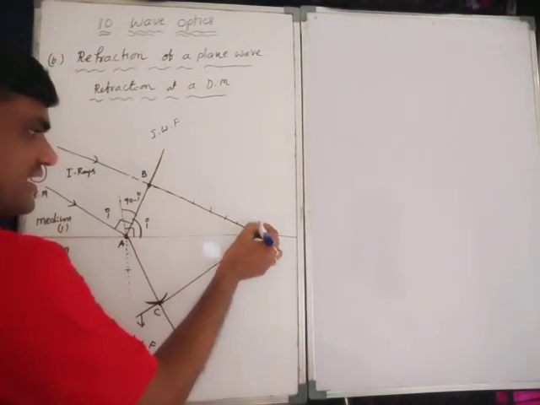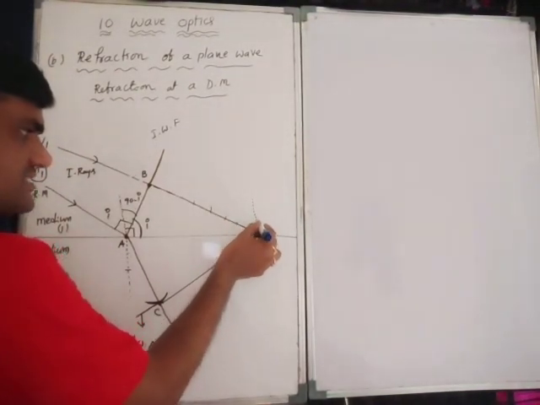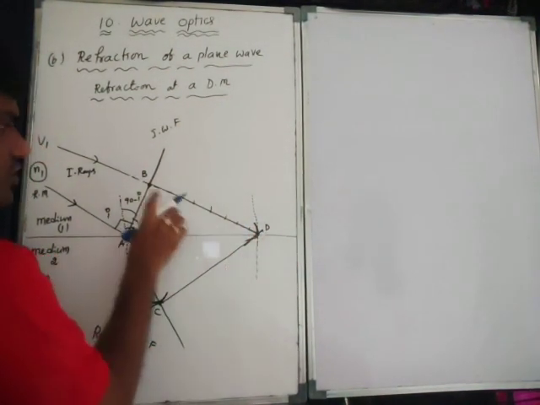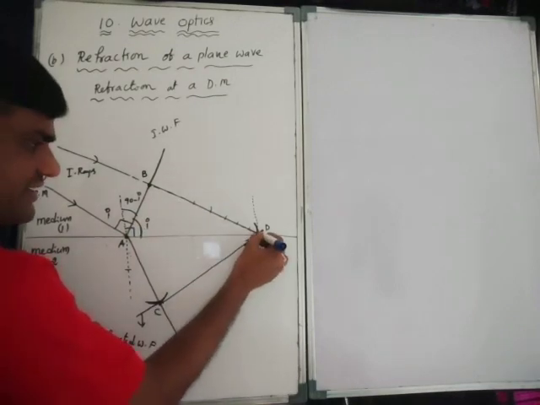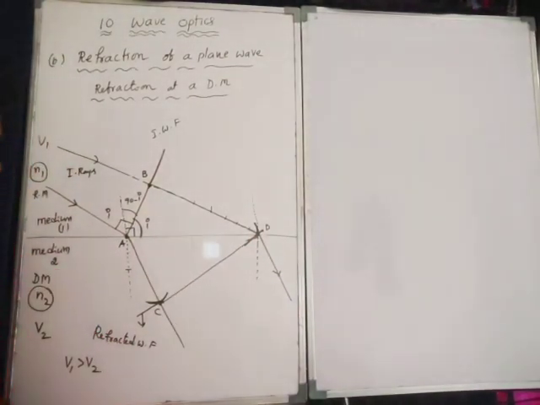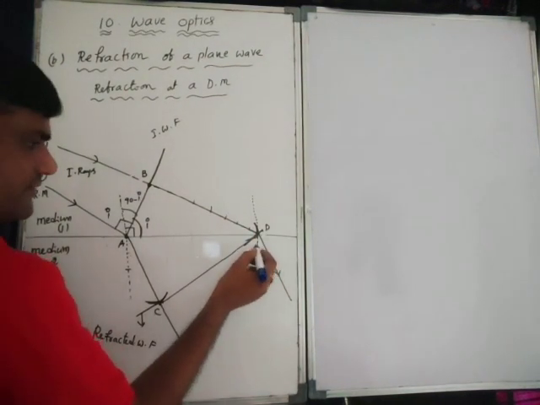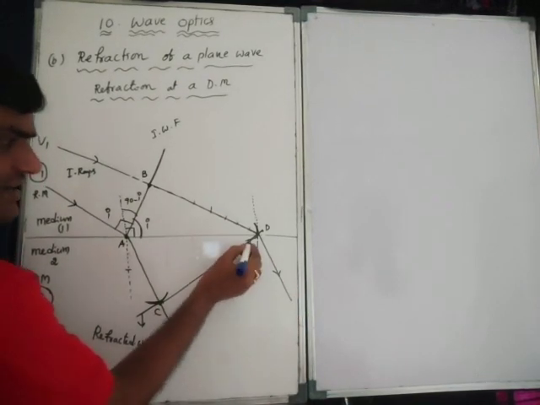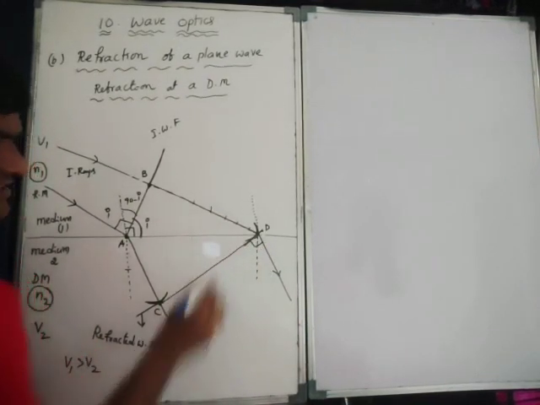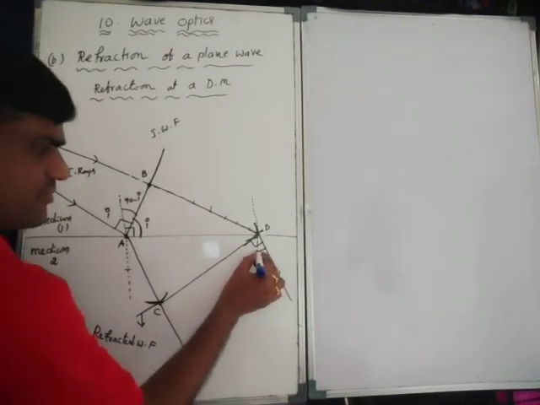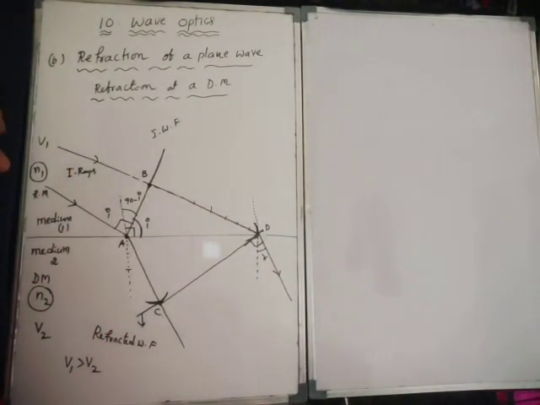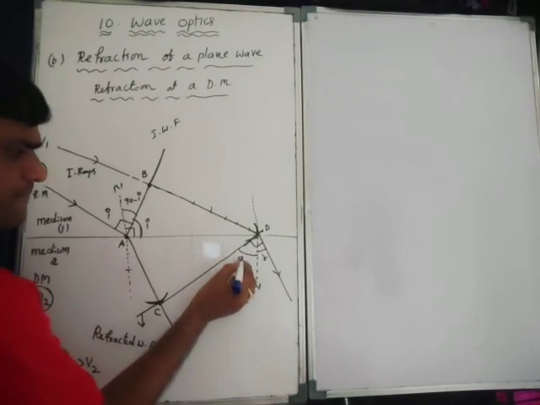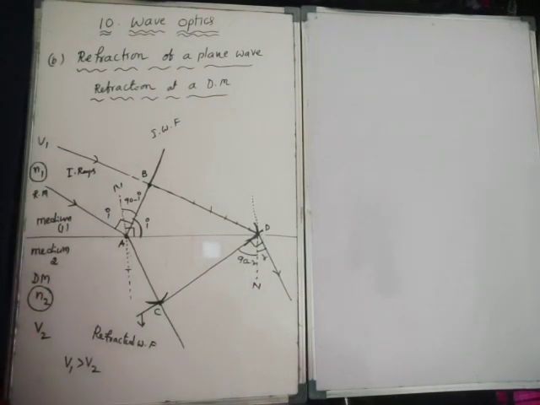Similarly, I can draw the normal line here. This is the point D. So now this is the incident ray. Now the refracted ray bends towards the normal. This is the refracted ray. Here also the angle is 90 degrees. So this angle is the angle of refraction. This is the normal, right? Next, this angle is 90 minus R.